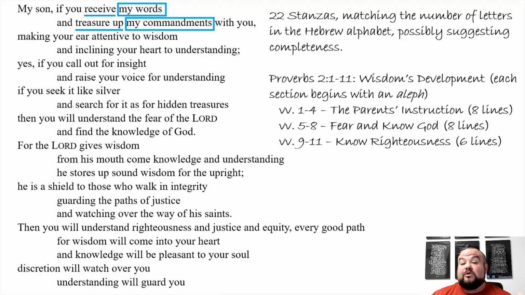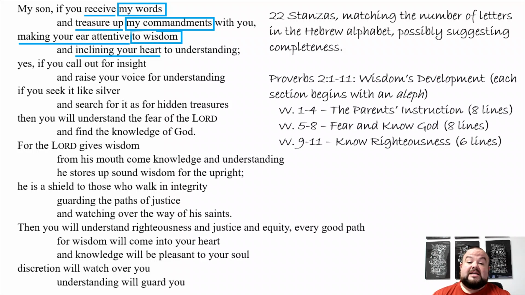And what we have really throughout this entire chapter is just synonymous parallelism. So we're basically just going to be dealing with blue lines and boxes here. We have a couple of green lines we'll use. Sometimes I use the green when I'm not exactly sure what is happening with the text, but we'll talk through those things. We see making your ear attentive and inclining your heart. It's not just about hearing. It is allowing it to get into you.